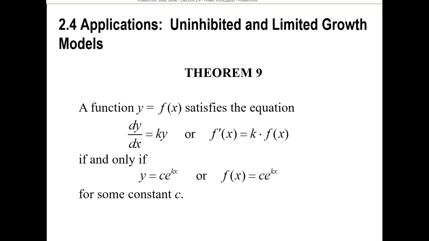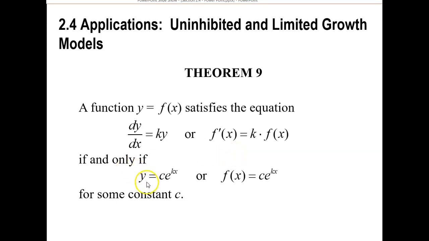All right, we're going to start here with Theorem 9. This says a function y equals f of x satisfies the equation dy/dx equals a constant k times y, or same thing just in a different notation, f prime of x, the derivative of the function with respect to x, equals a constant times the function. Here they're saying the derivative of the function y with respect to x equals a constant times the function y. So they mean the same thing.